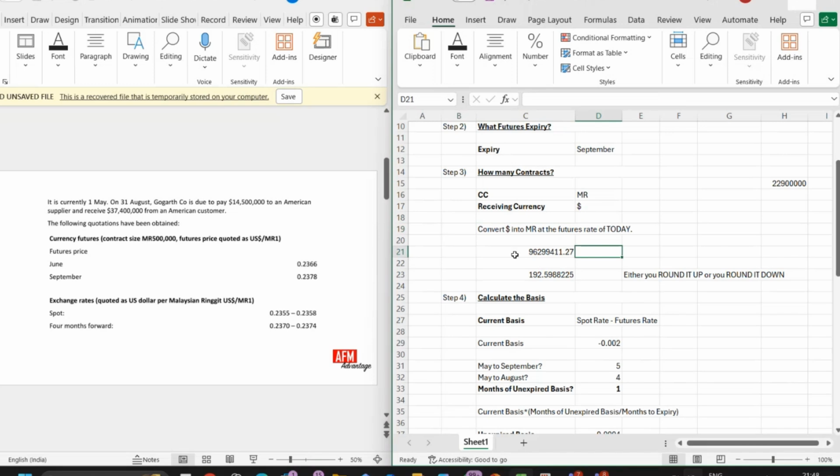Okay. Don't take the spot rate. Do not take any other futures rate. Please take the futures rate of today at the opening of the transaction. Okay. And that is 0.2378. Okay. So 22.9, I'll have to convert $22.9 million.